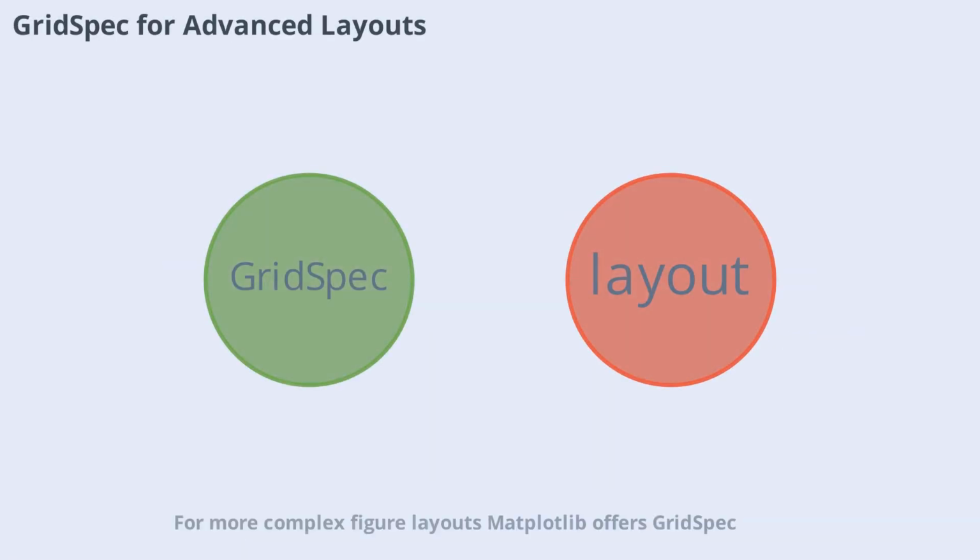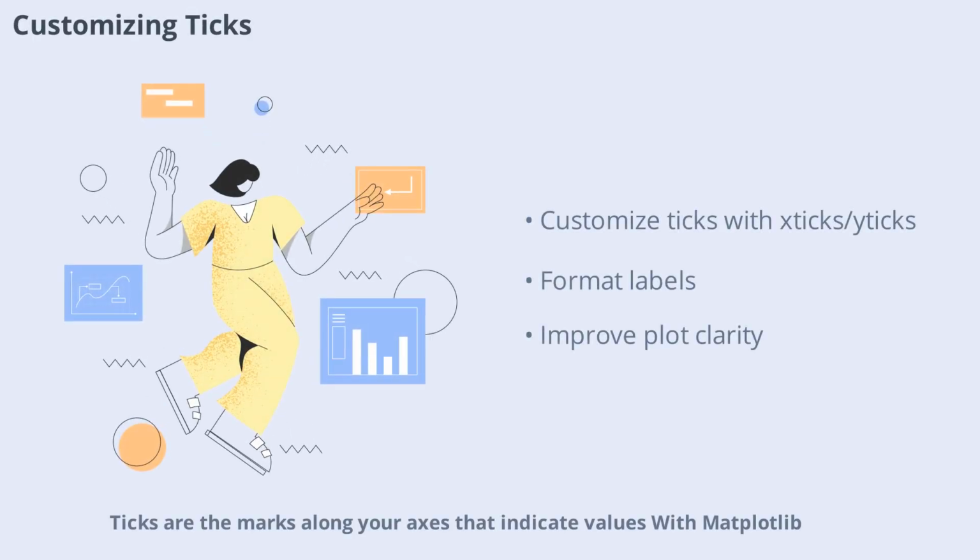For more complex figure layouts, Matplotlib offers GridSpec. This tool lets you create flexible grid arrangements, giving you precise control over the size and position of each subplot. GridSpec is perfect for advanced dashboards or when you need to combine different types of plots in a single figure.